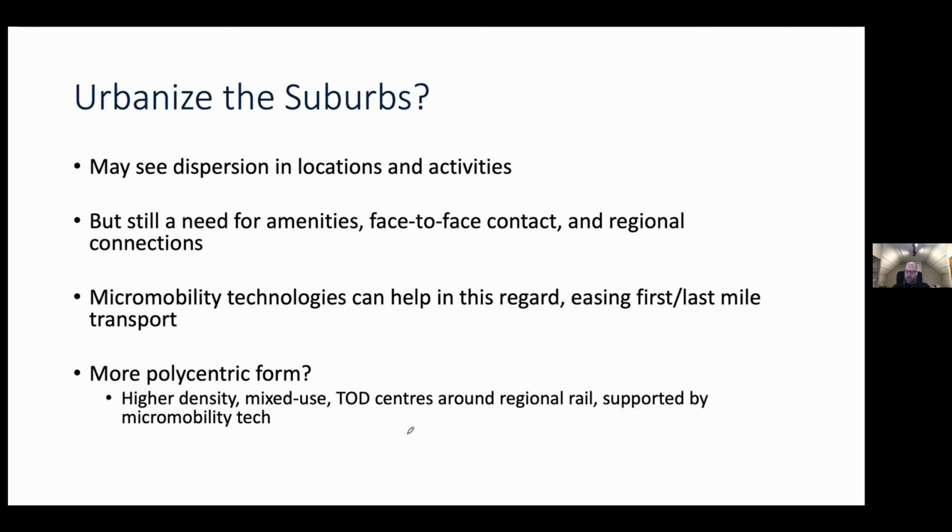One idea I've come around to through all of this is perhaps all that comes together through urbanizing the suburbs. We may see that dispersion in locations and activities, but still likely to be a need for amenities, for face-to-face contact, for connections to the larger region, or other amenities like you just want to get out of the house and work at a coffee shop, but of course you live in a more suburban area. Maybe there's some drive here to urbanize the suburbs around a more polycentric urban form, for example, around regional rapid rail as the core of a more polycentric region, connected by micromobility technologies that ease that first last mile problem to the center of those polycentric developments. But this is all TBD.